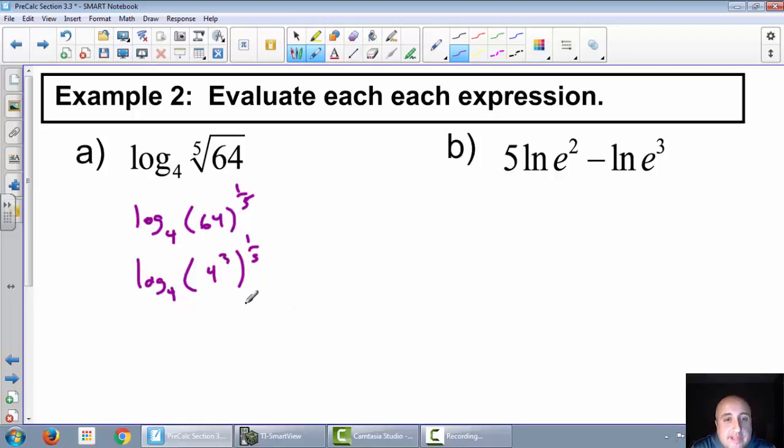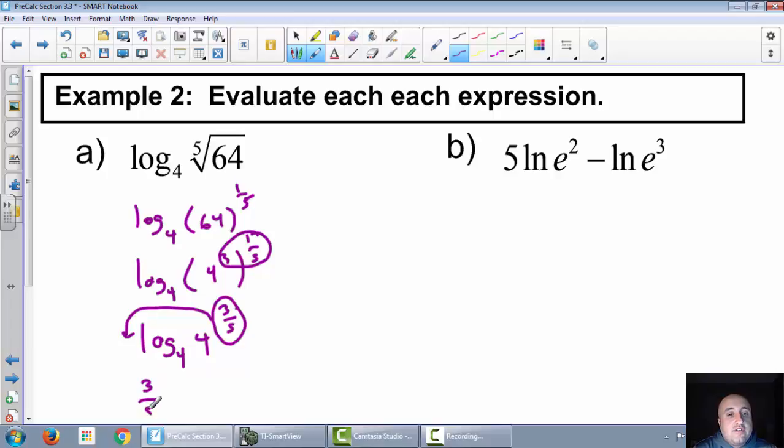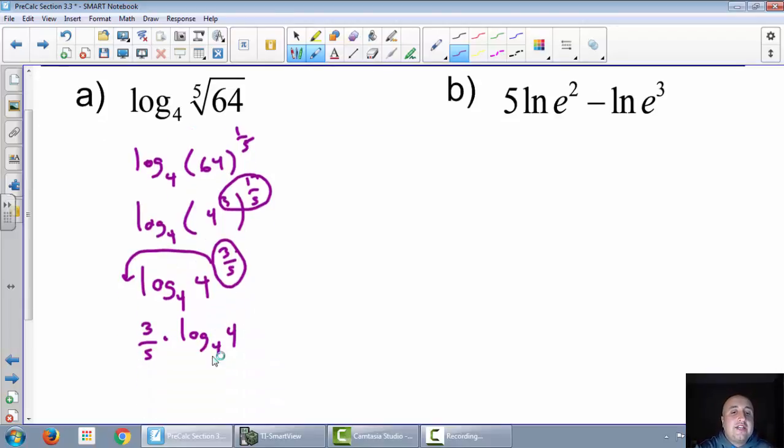So now we see we're getting somewhere. Now I have a power to a power. I'm going to multiply my two exponents. So I have log base 4 of 4 to the 3 times 1/5, which is 3/5. Now I'm going to apply my power property. It says if your log has an exponent, it can come to the front. So I have 3/5 multiplied by log base 4 of 4. And from last section, we know that log base 4 of 4 is equal to 1, so it just cancels, and I'm left with an answer of 3/5.